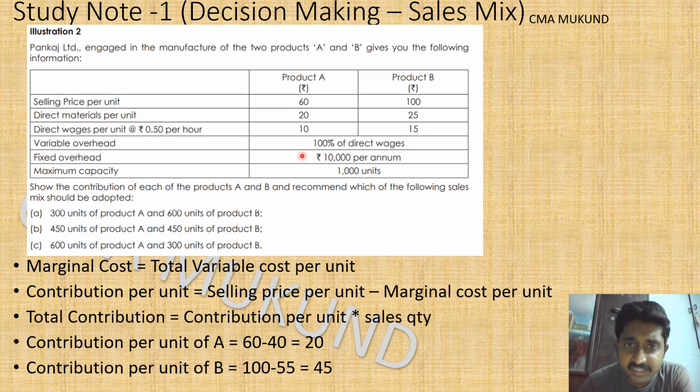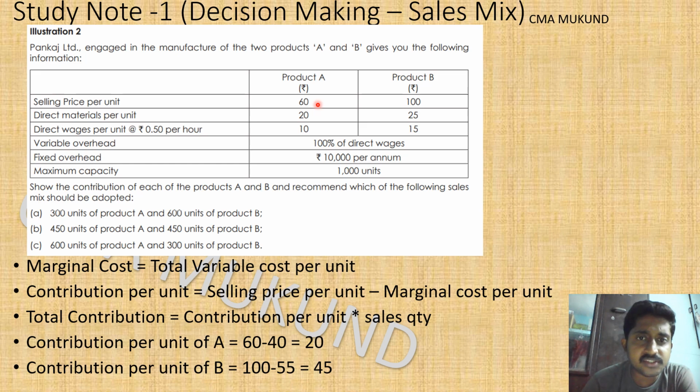So the fixed overhead is given on a per annum basis. So it is at the P&L level, the annual P&L level. Okay, so the maximum capacity is given in units, 1,000 units. Show the contribution of each product A and B and recommend which of the following sales mix should be adopted. So here the question is classified as a decision making on sales mix. So there are 3 options here, and which option will be more profitable for you? That is the question.